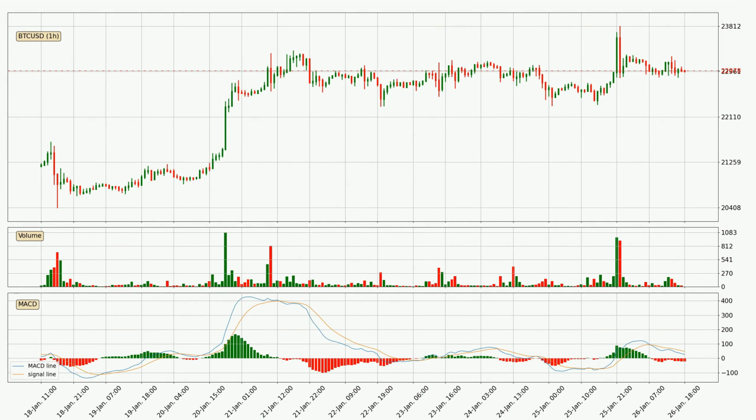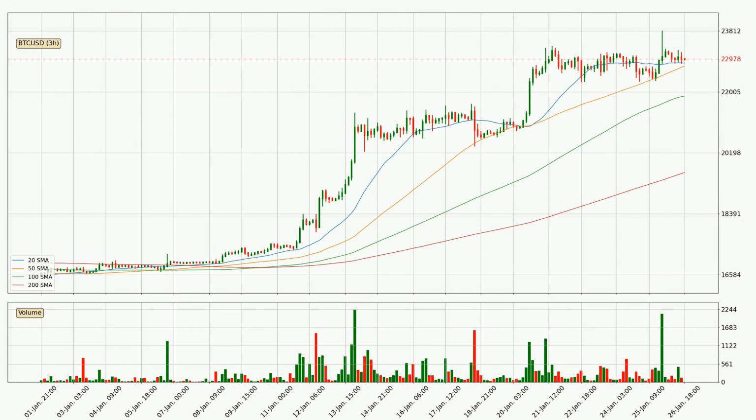Looking at the hourly MACD, the trend is currently going down because the MACD line is below the signal line. We can expect the price to continue going down or perhaps remain at least stable because the MACD histogram shows the momentum currently being strong.